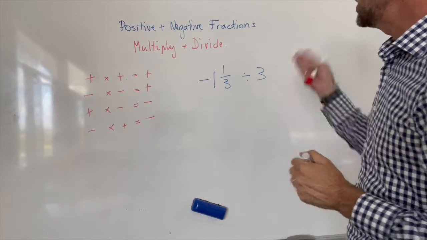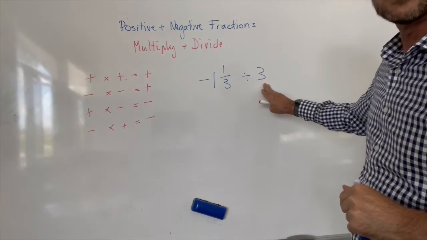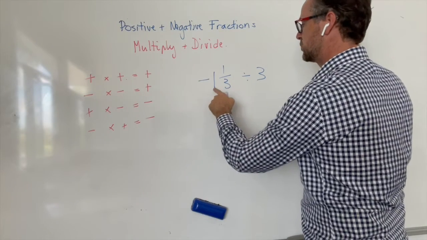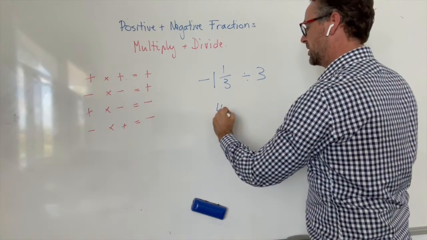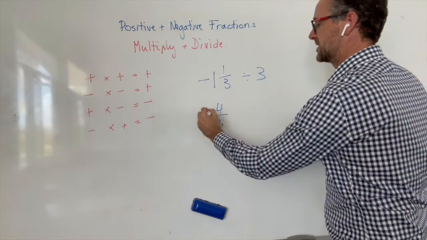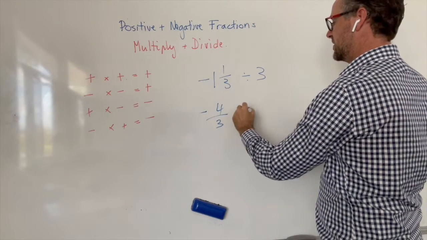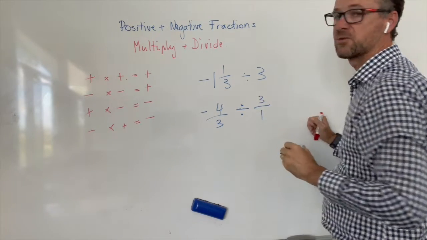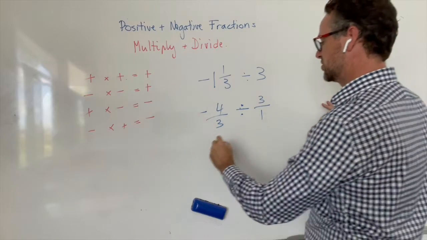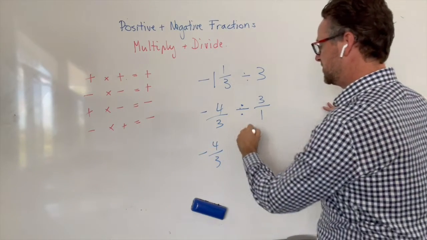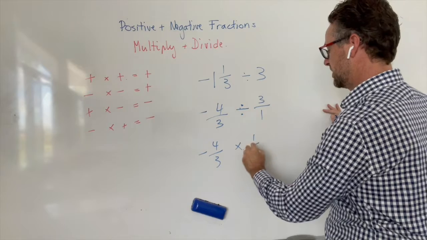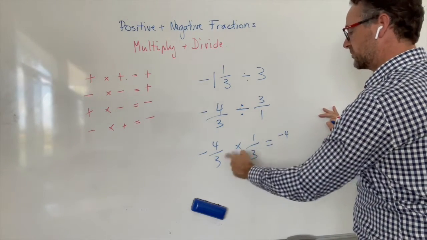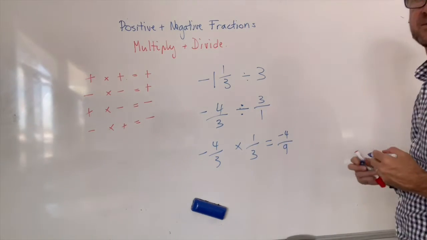Okay, so here we have a mixed number and then a whole number. So we're just going to see how we deal with that. So again, turn that into an improper fraction. So that becomes 1 times 3 is 3, and 1 is 4 over the denominator of 3. That's negative, and divided by 3 over 1. So we turn the 3 into a fraction, and now we can solve. So 4 over 3, division becomes multiplication, 3 over 1 becomes 1 over 3, and we can multiply across. -4 times 1 is -4, 3 times 3 is 9, -4 over 9 as our answer.